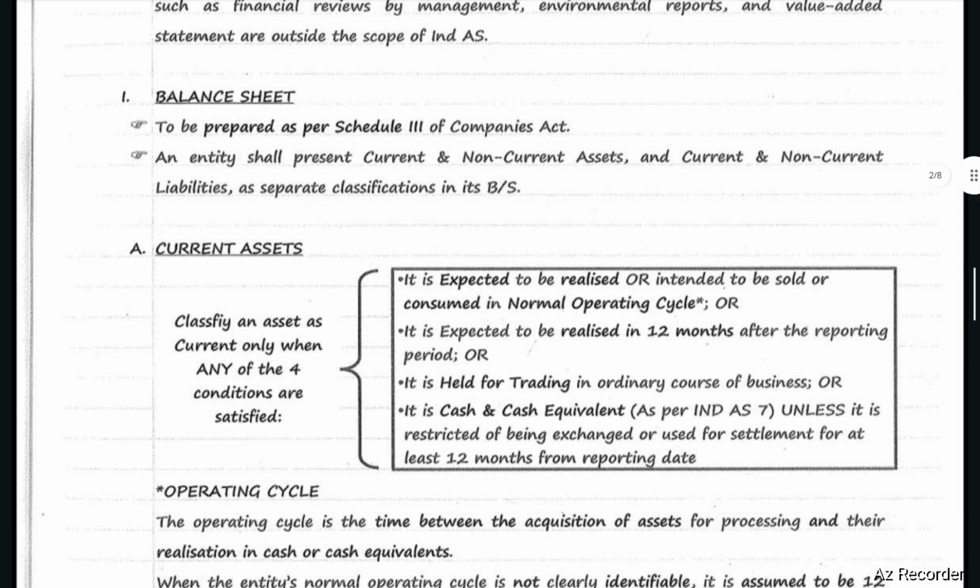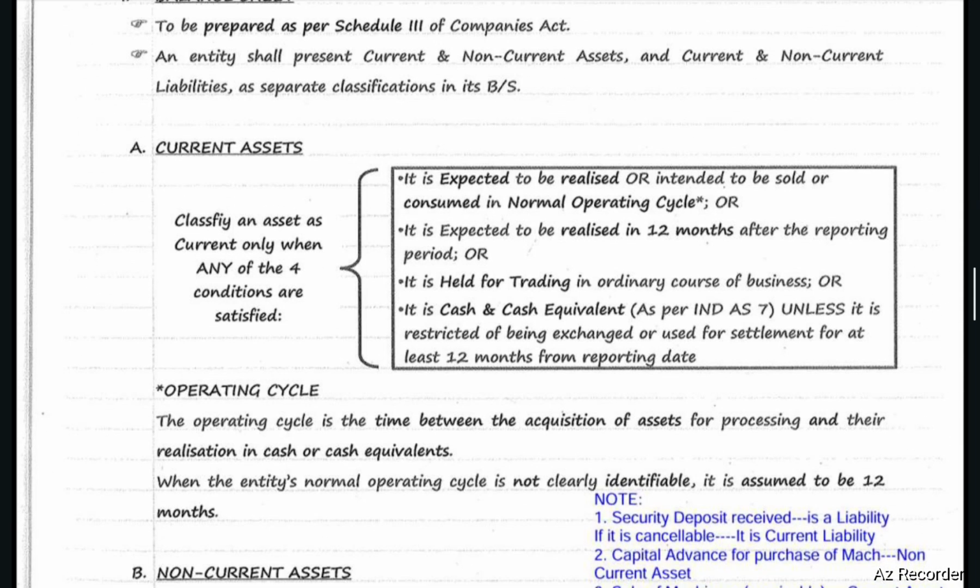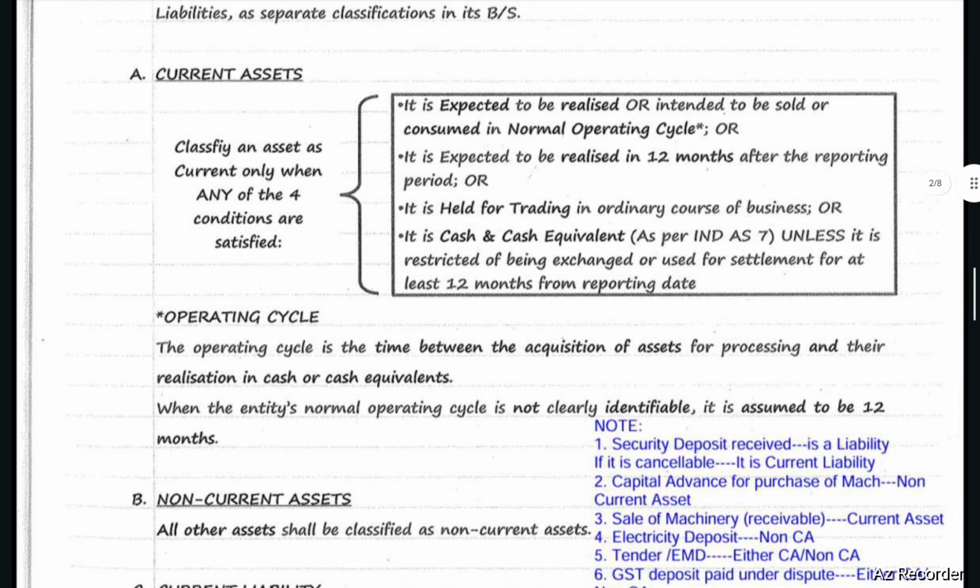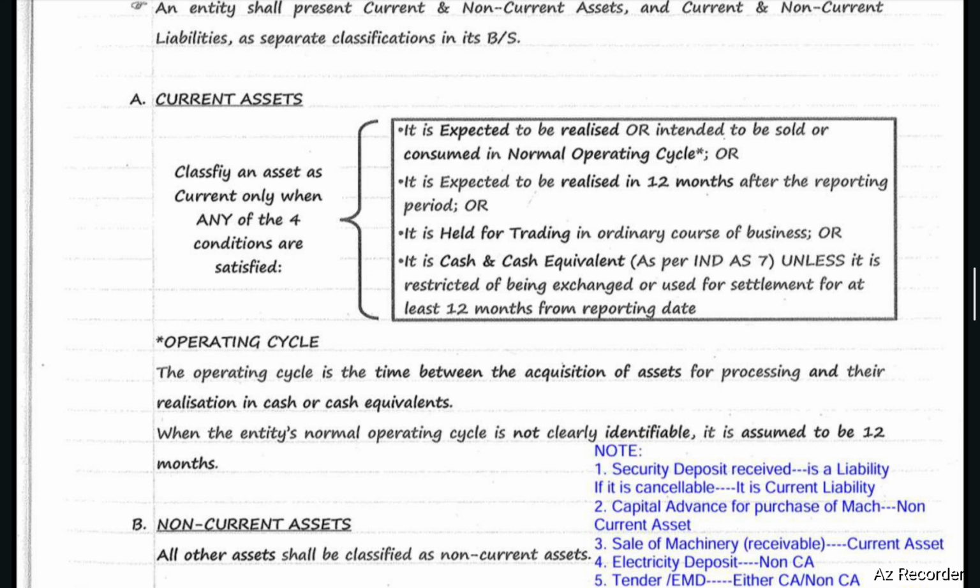Current assets. An asset will be classified as current only when any of the four conditions are satisfied. Any, that means OR. First one, it is expected to be realized or intended to be used or consumed in normal operating cycle, or it is expected to be realized within 12 months after the reporting period. Reporting period means balance sheet date. Or it is held for trading in ordinary course of business, or it is cash and cash equivalents as per Ind AS 7, unless it is restricted from being exchanged or used for settlement for at least 12 months from reporting date.